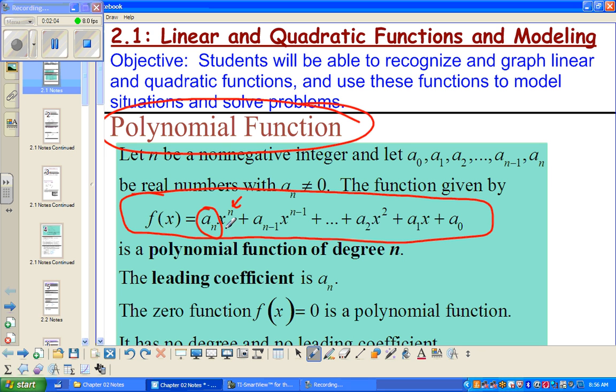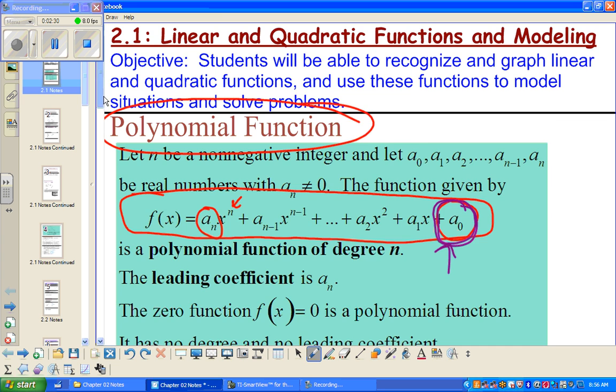It's not 0. And if there is a term that has no variable, well, it actually did. It's just that the variable was raised to the 0 power, which is the same as multiplying by 1. So whenever you just have a number with no variable attached, we call that the constant. That's the constant.